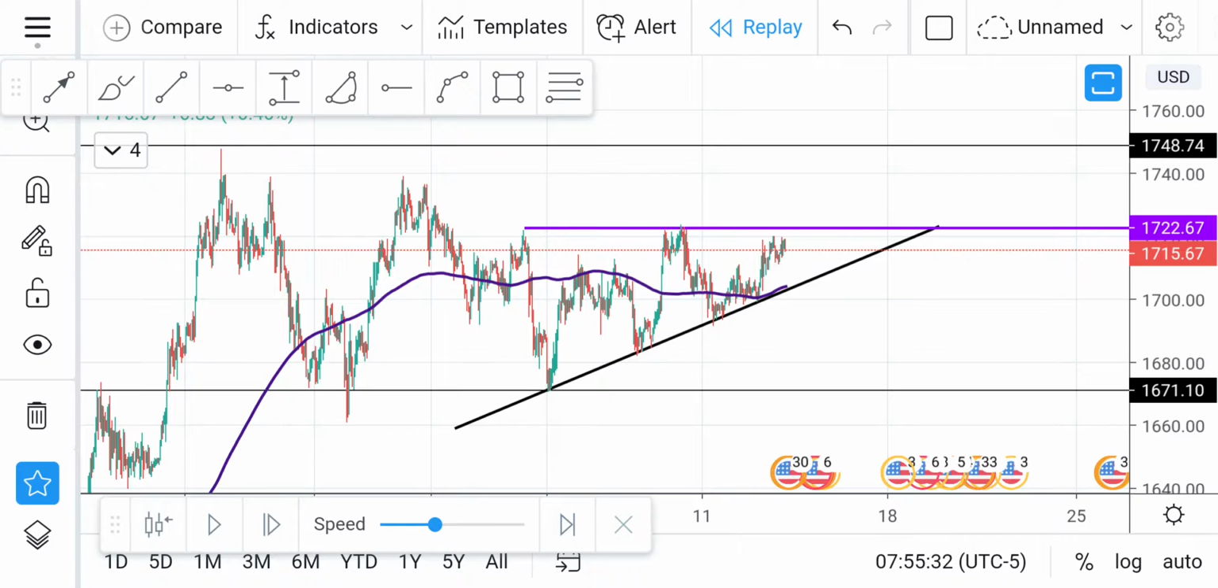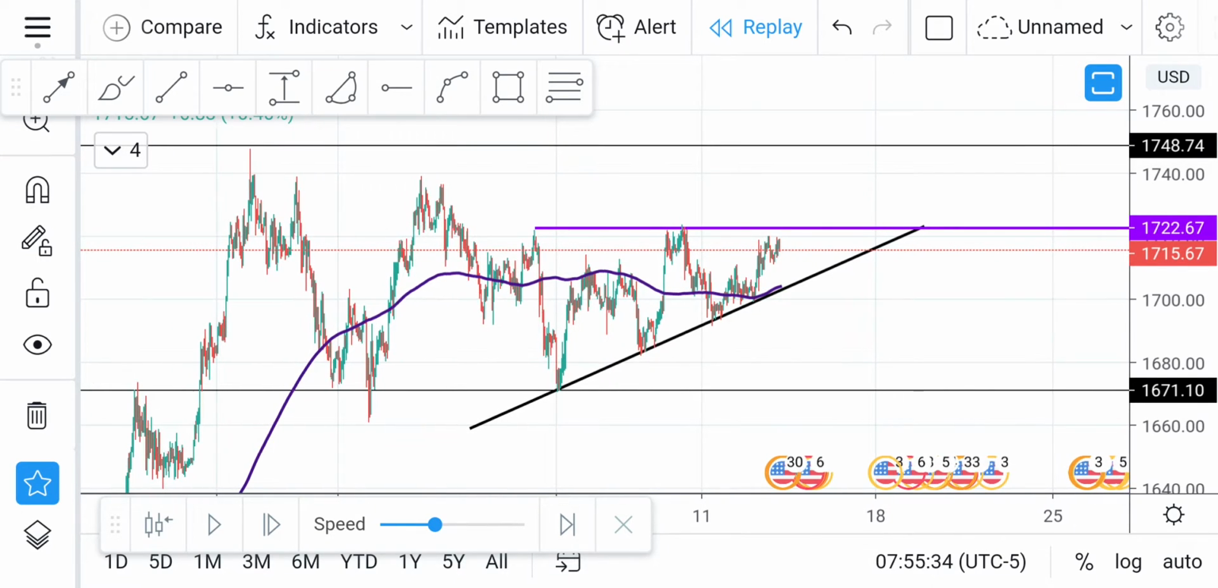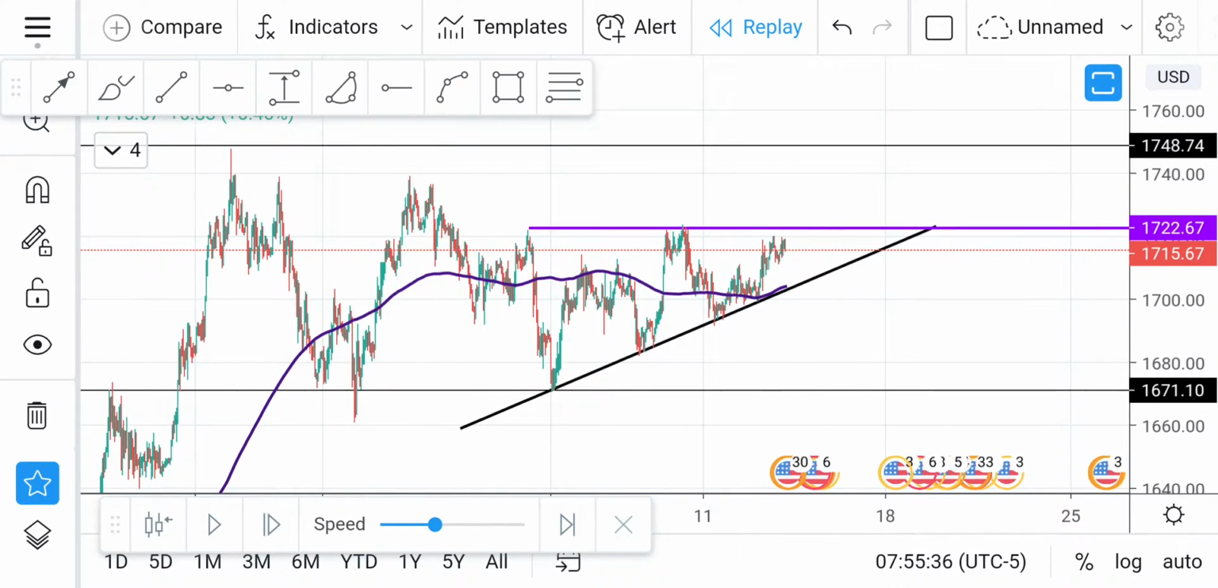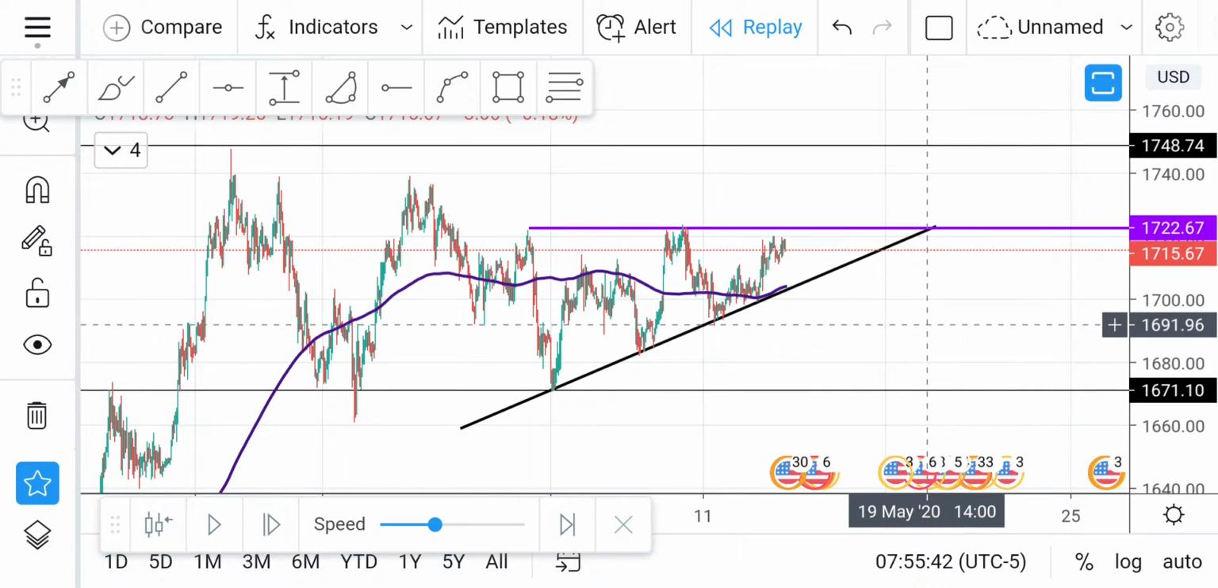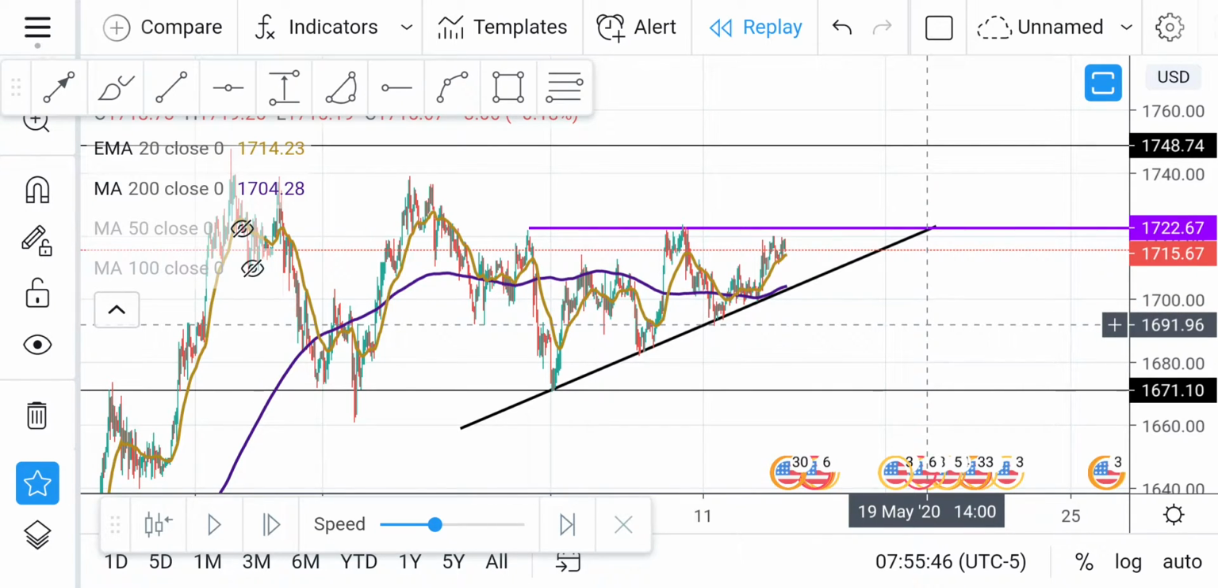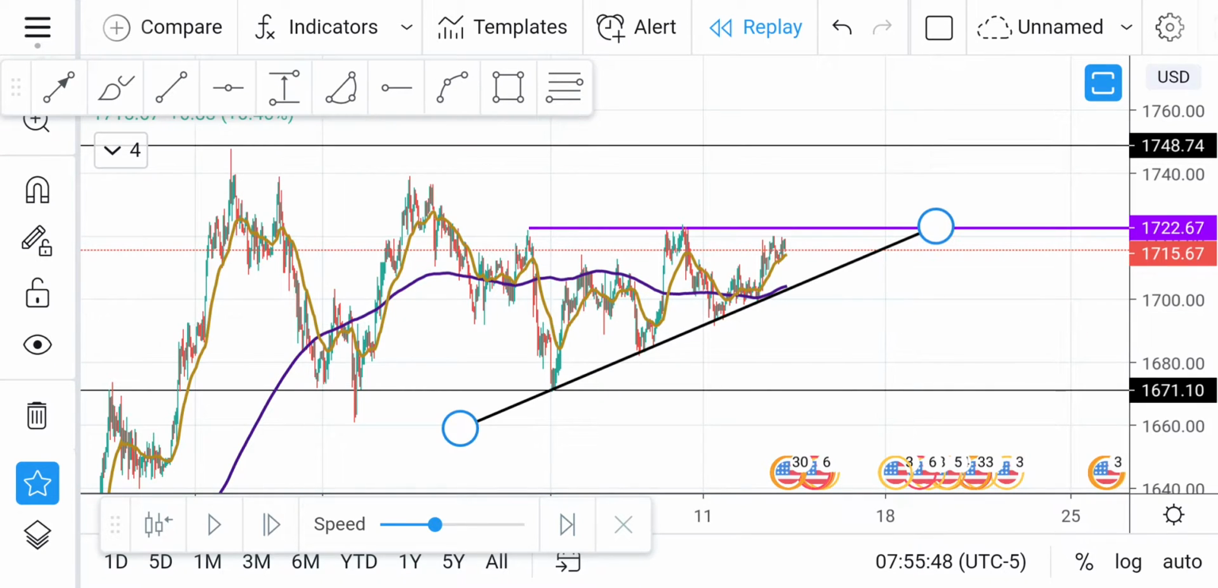The other concept again is you can see price is forming a little build up over here towards the resistance. You can also add your 20 period moving average, the golden one over there. You can see the 20 period moving average has started supporting the price, and that's a good sign too.